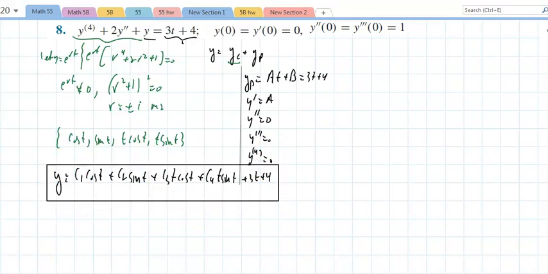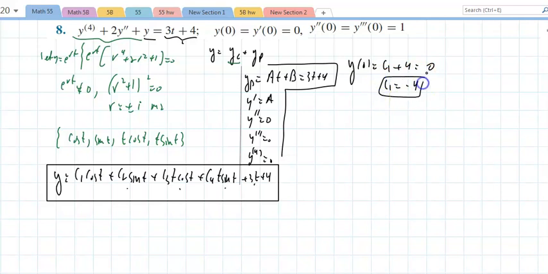There is my general solution, but they gave me initial conditions. Let me see if I could find those. So if I say y of 0, y of 0 is c sub 1 plus 4, since the rest are 0. Oh, how nice. That equals 0. I got c sub 1 to equal negative 4. Very good.